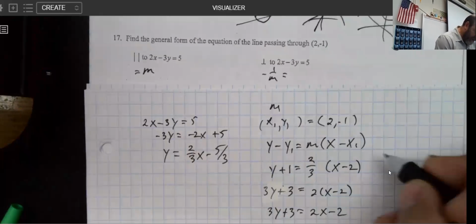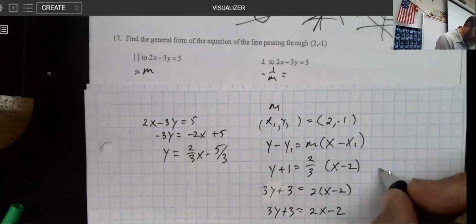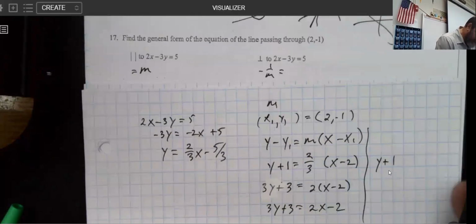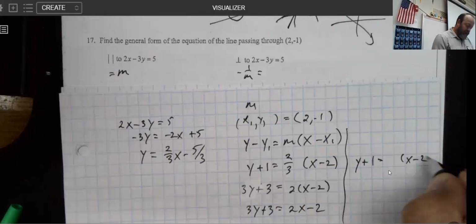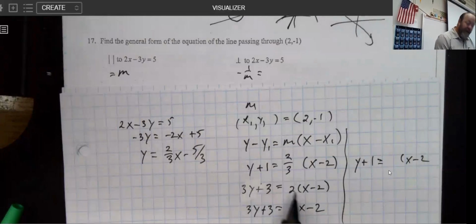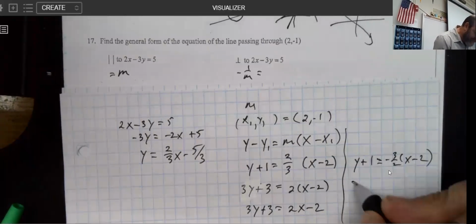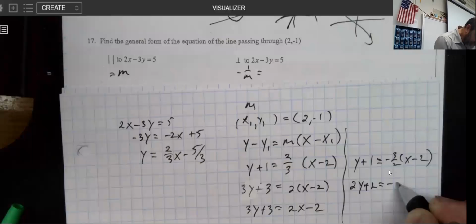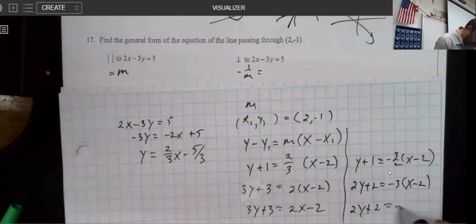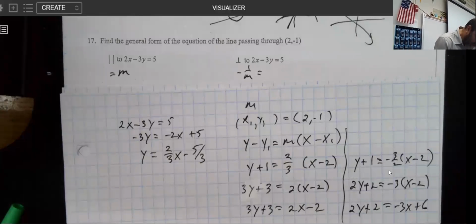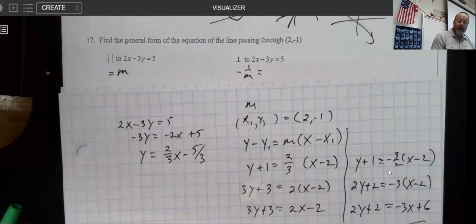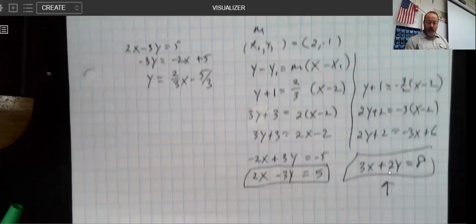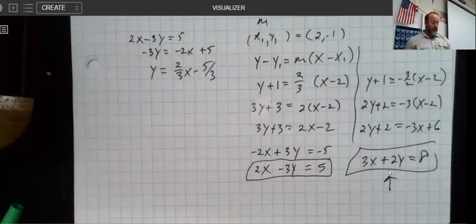Now, when I go for perpendicular, I'm going to play the same game. I have the same exact point, y plus 1. I've got the same point, x minus 2. But over here, I'm going to use the value of -3/2. Remember, opposite and reciprocal. So just as before, let's multiply by 2. That's going to give me 2y plus 2 is -3x plus 6. A little bit of a movement around in here, and all of a sudden I have my perpendicular. And that's going to have that opposite and reciprocal slope. Life is pretty good. Again, sorry about the bad question here.